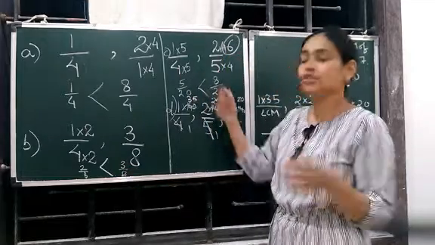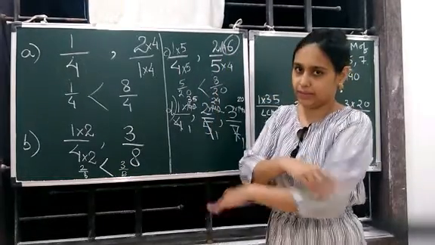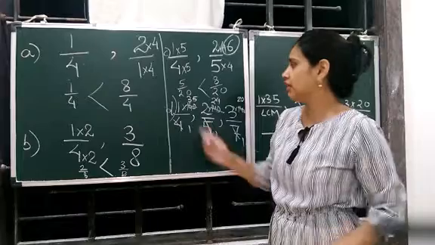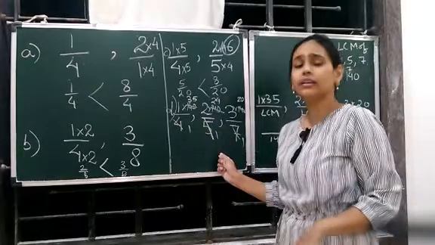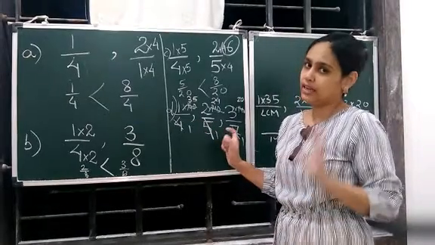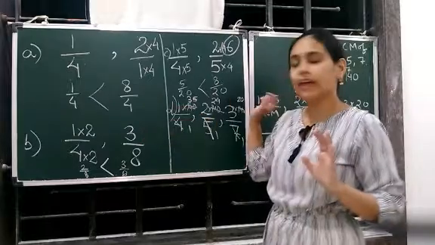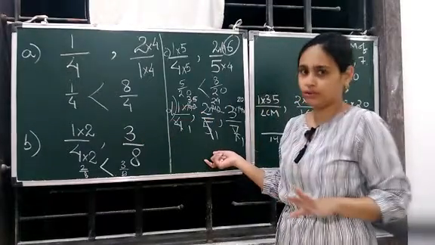Third one, when nothing is common, interchange and multiply. Interchange and multiply. And the last one, which is the LCM method. When these three are not applicable, then obviously this fourth will be applicable.